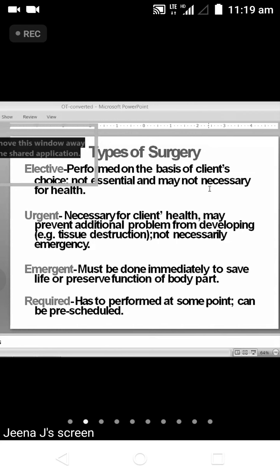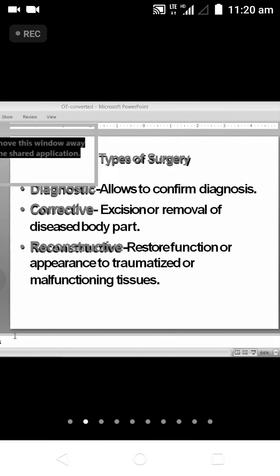So these are the types of surgery. The first one is called elective surgery. The second one is called urgent surgery. The third one is called emergent surgery. And the fourth is called required surgery. Okay, so these are the types of surgeries: elective surgery, urgent surgery, emergent, required surgery. Okay, this we will come to later.